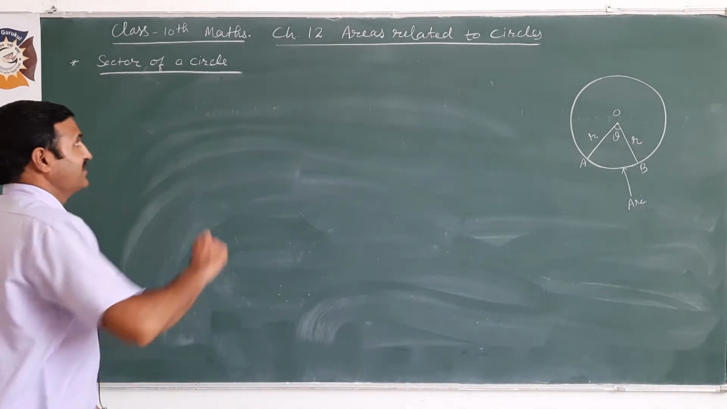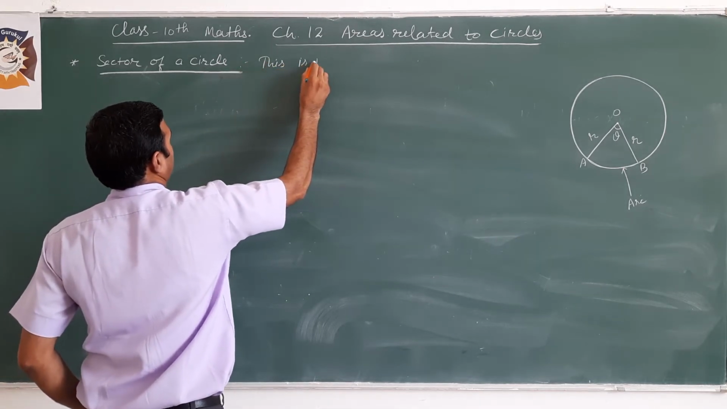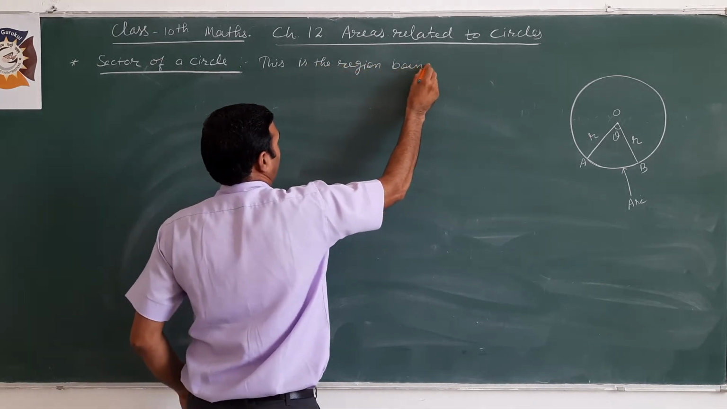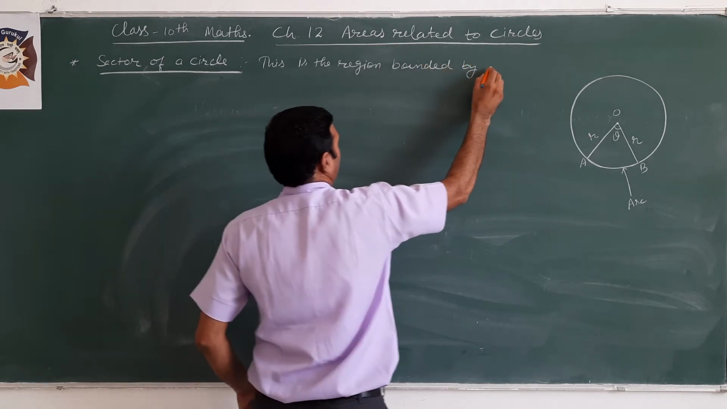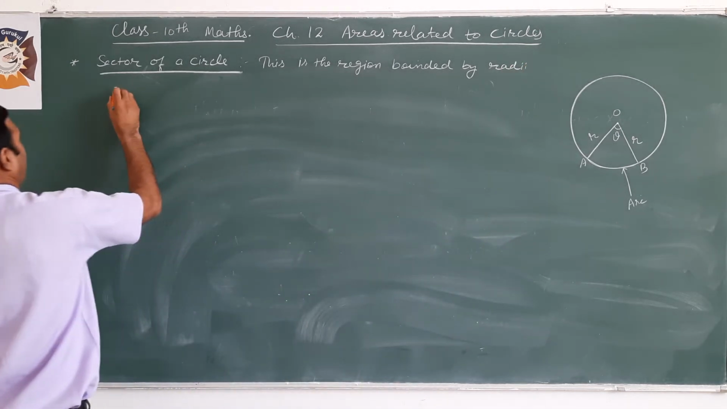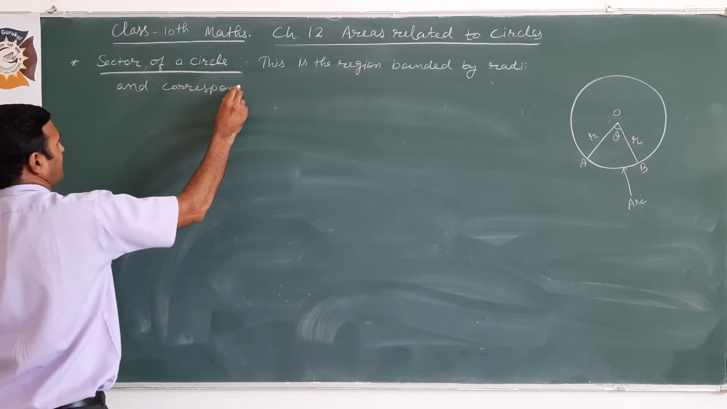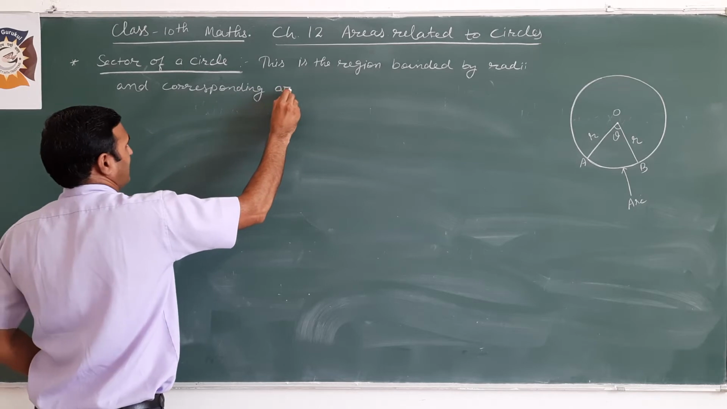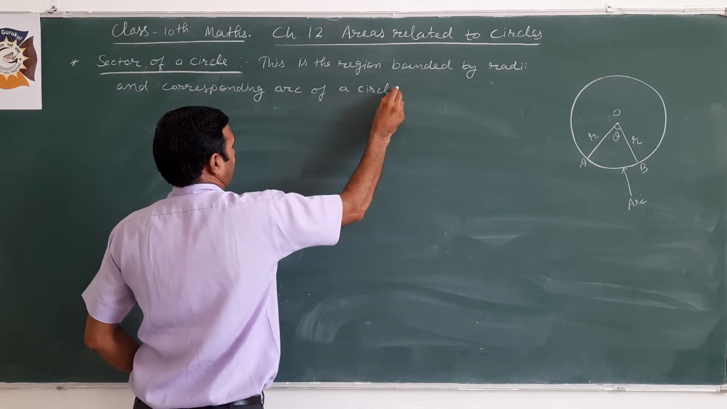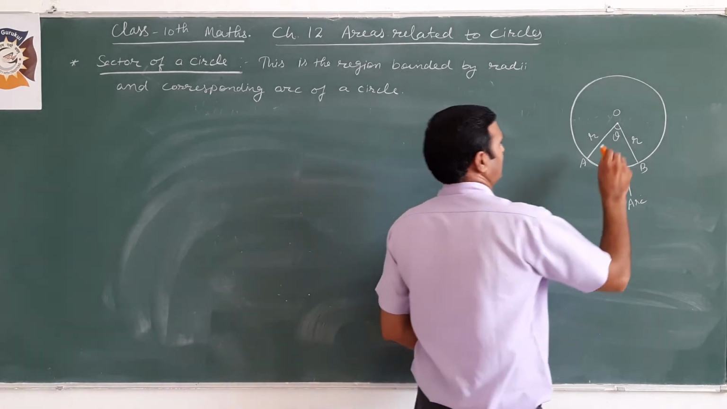So the sector is this region bounded by radii and corresponding arc of a circle. So we have to find the area of this sector.